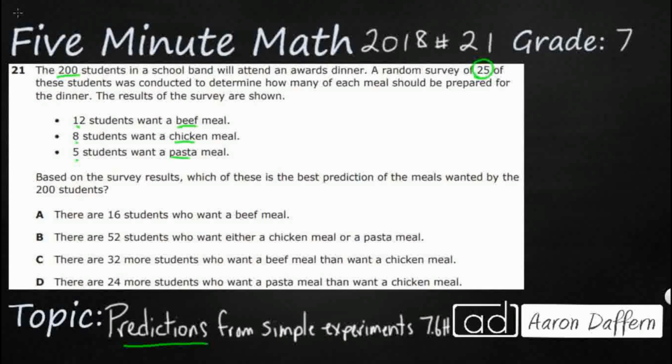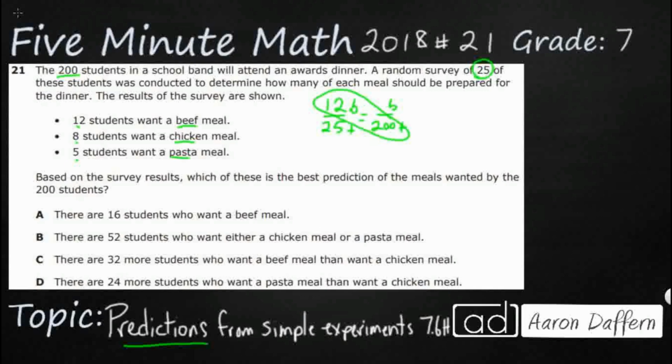There are two different ways that we can figure out the numbers. I'll show both of them to you, and then we'll look at A, B, C, or D. First off, you're probably thinking of a proportion, and that would work. Let's look at our beef. We could say 12 out of 25. So that's 12 beef, 25 total. Now we've got the 200 total, and that's going to get me how many total beef we have, right?